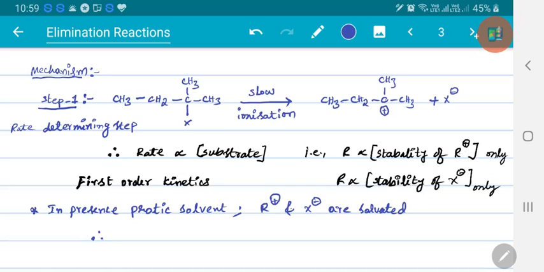Therefore, the rate of reaction increases in the presence of polar solvents. That means as the dielectric constant of the solvent increases, the rate of reaction increases. Or we can say the rate of reaction is favorable, or simply more than expected, due to the presence of such solvent. So this is step 1. Coming to step 2.